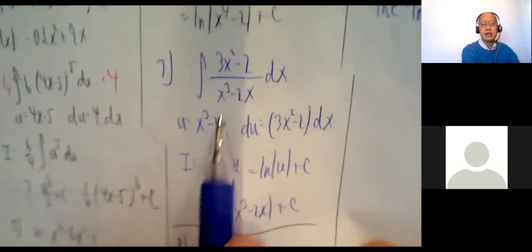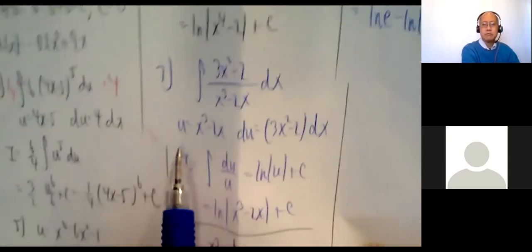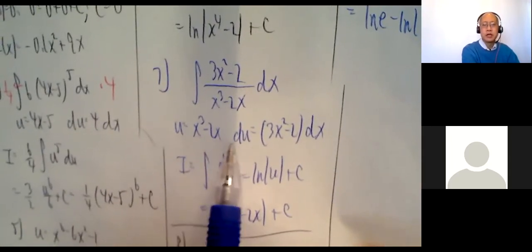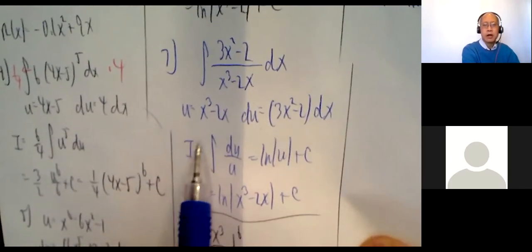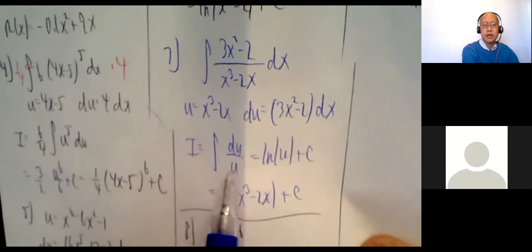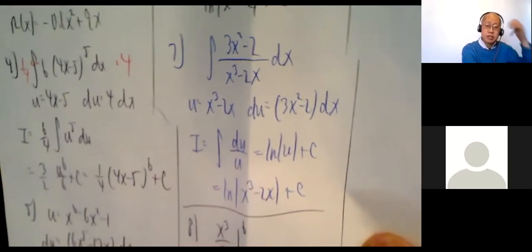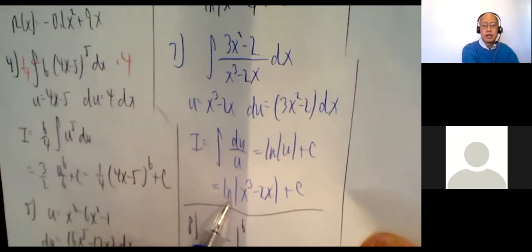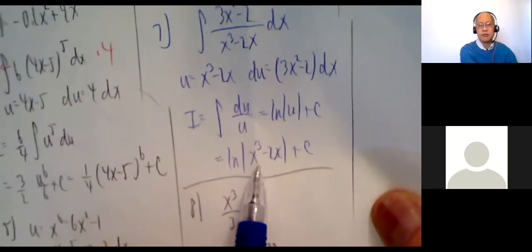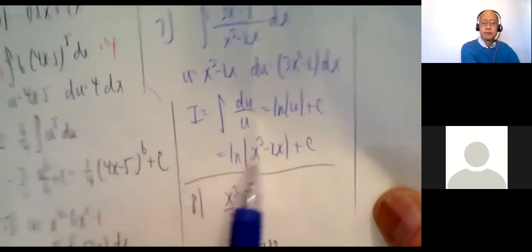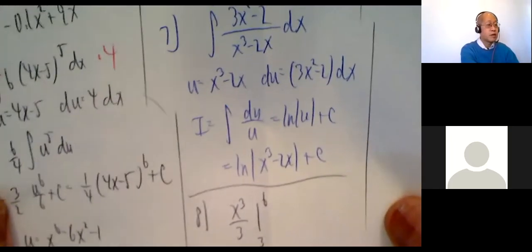Okay, number 7, again, the derivative of the bottom is the top. So u equals x cubed minus 2x, du equals 3x squared minus 2 dx. So my integral is du over u again, ln absolute value of u plus c, and ln absolute value of x cubed minus 2x plus c. This also has a possibility of being negative if you plug in, say, 1. So again, you need the bars.